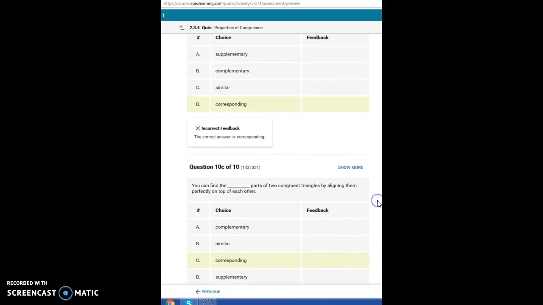This one, okay, same thing. Can you find the parts of 2 by aligning them perfectly on top of each other? Corresponding. Okay, so corresponding, all on top of each other.